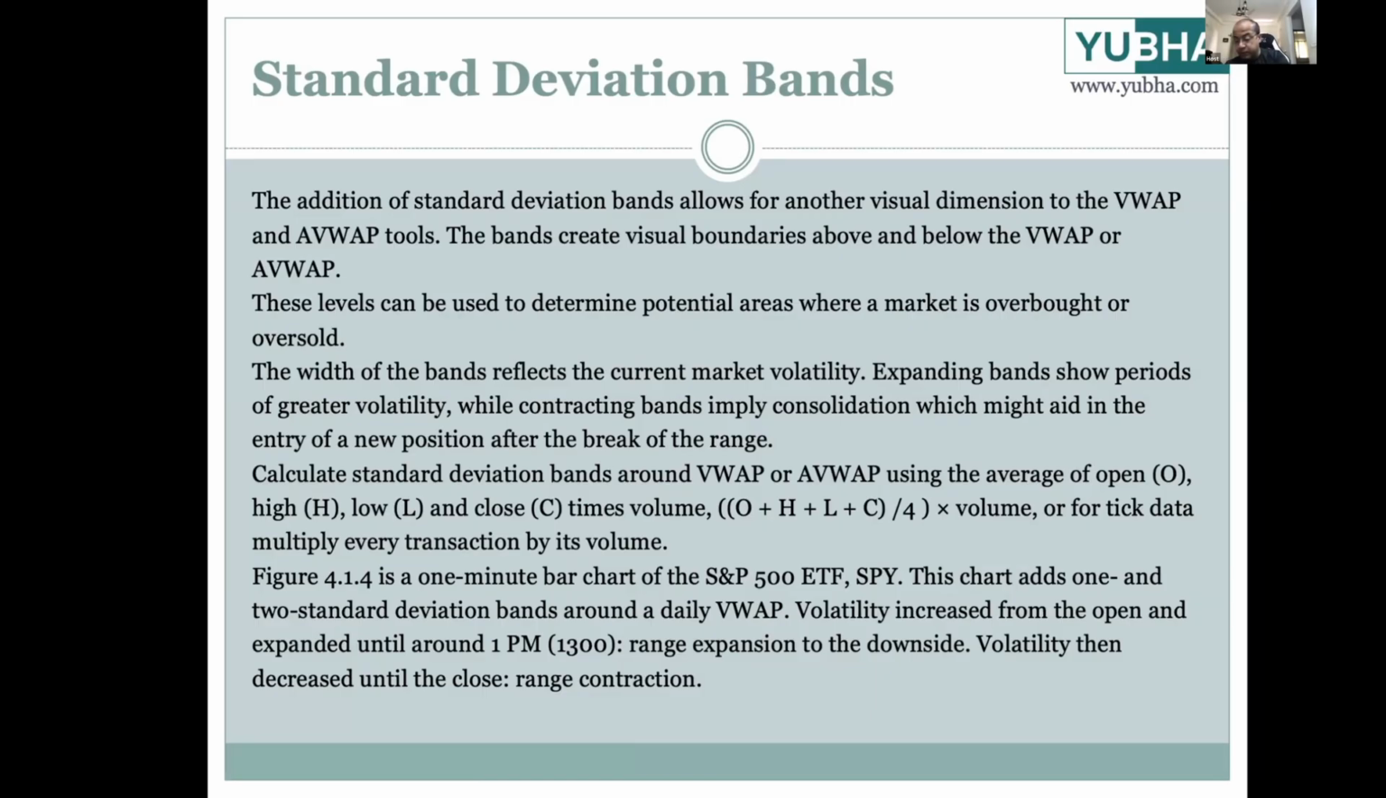So till now we saw VWAP as a single line, which basically told us the volume weighted average price. But there's also something called standard deviation bands. So first, let's go to TradingView and see that, and then we'll come back to study what it is.